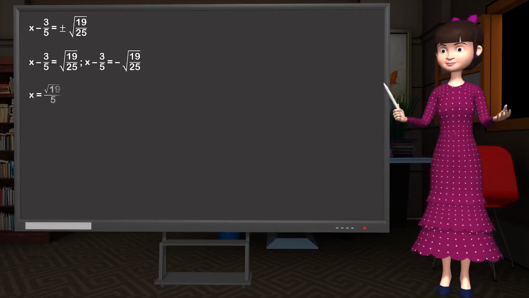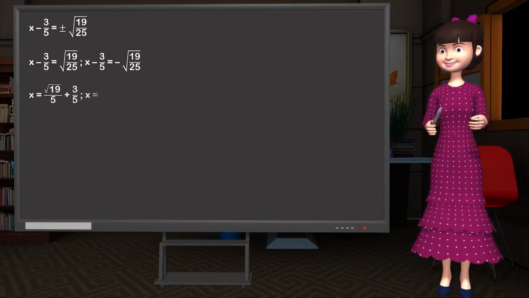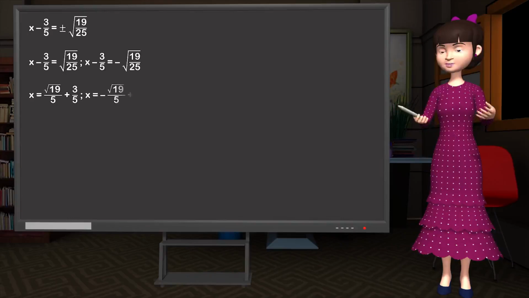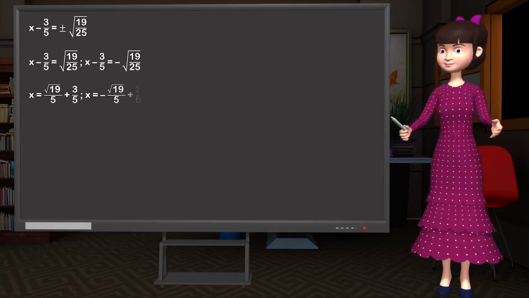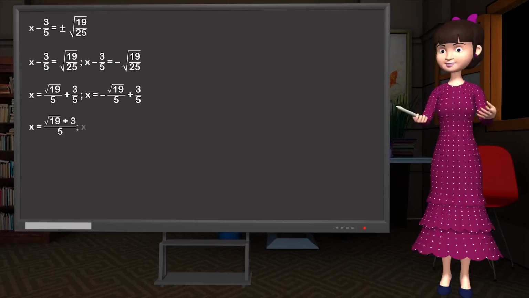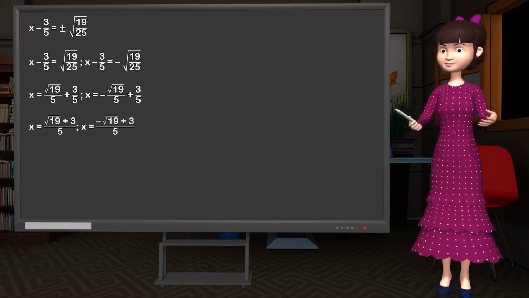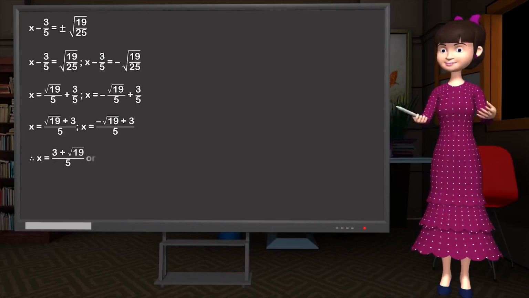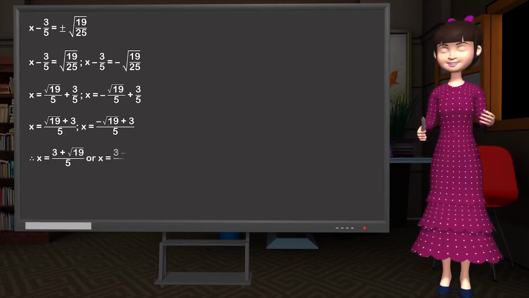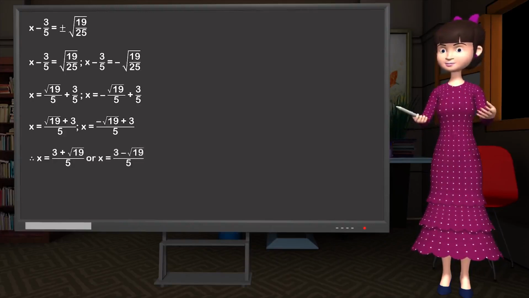x = √19/5 + 3/5, or x = −√19/5 + 3/5. Further simplification of this will be x = (√19 + 3)/5, or x = (−√19 + 3)/5. Therefore, x = (3 + √19)/5, or (3 − √19)/5.